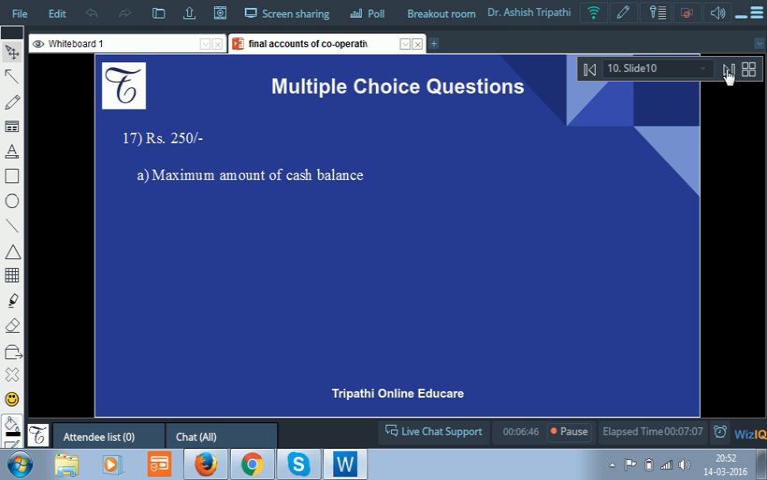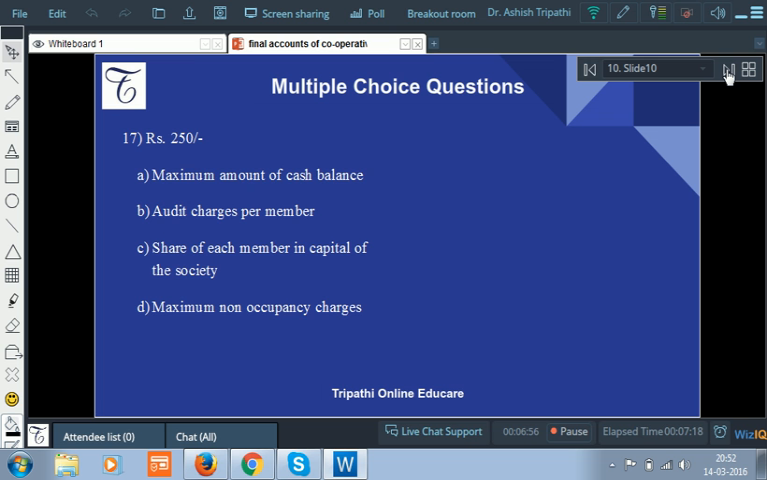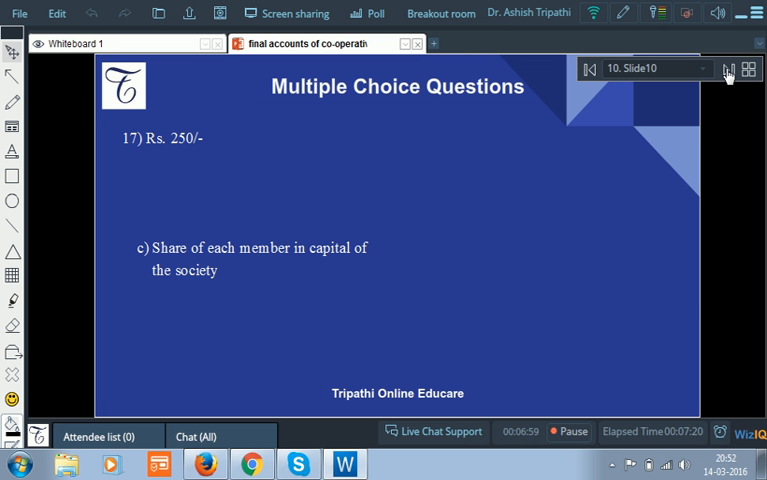17. Rupees 250. A, maximum amount of cash balance. B, audit charges per member. C, share of each member in capital of the society. D, maximum non-occupancy charges. And the correct answer is C, share of each member in capital of the society.